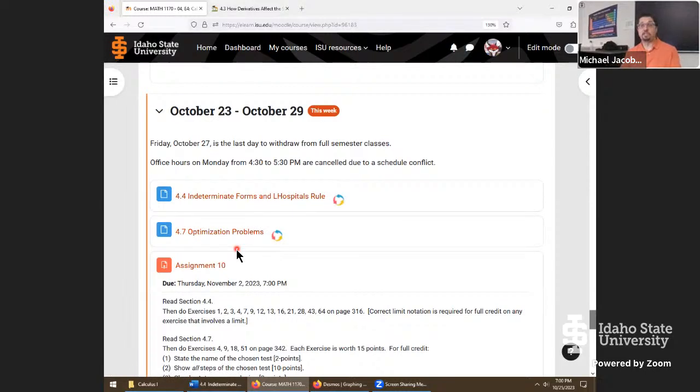Pretty much what's happening in 4.7 is we're looking at the first derivative test and the second derivative test, but they've all been fine-tuned to look for now absolute maximums, absolute minimums, and that's pretty much what we mean by optimization. We're going to look at some processes coming from real-world situations and see how to optimize a process, minimize cost or maximize area, those kinds of things.